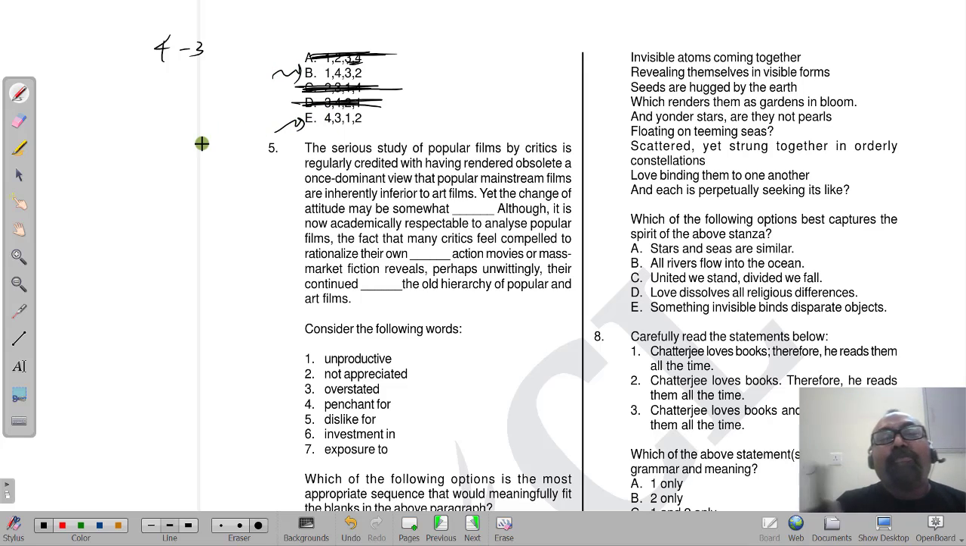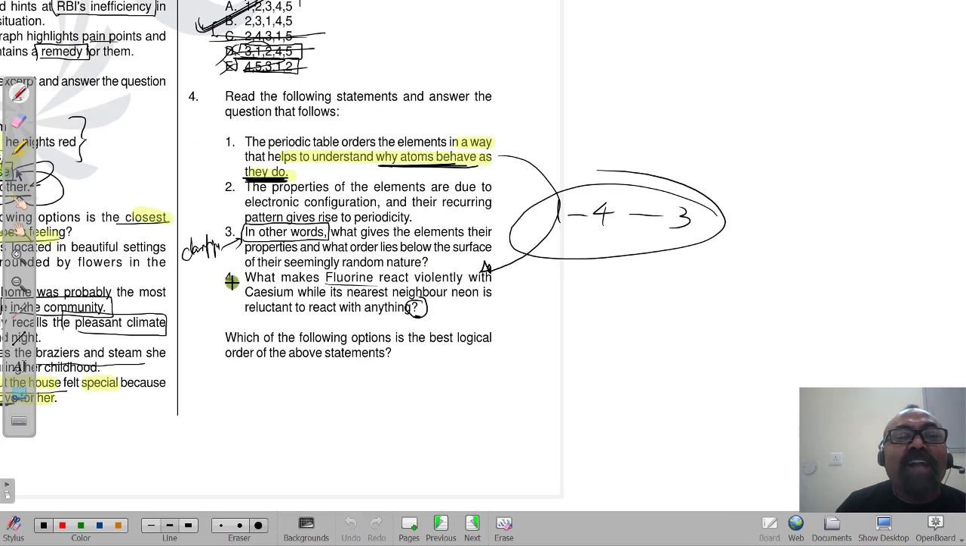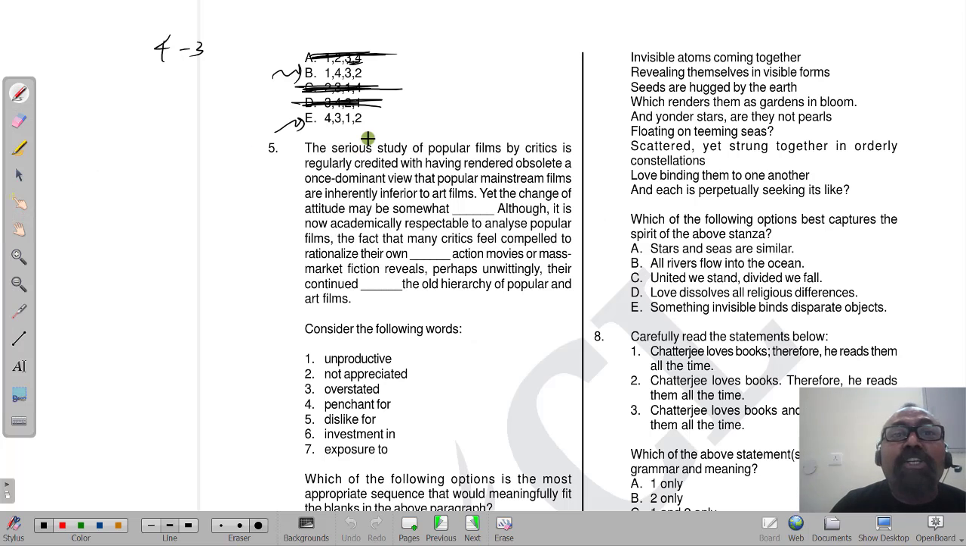So 4, 3, 1 doesn't make any sense either. You cannot start by asking a random question out of the blue and then get back to 1 and get there. So the answer is answer choice B, ladies and gentlemen.